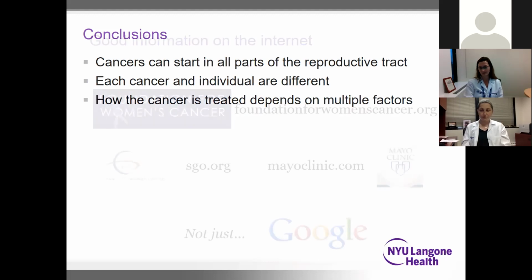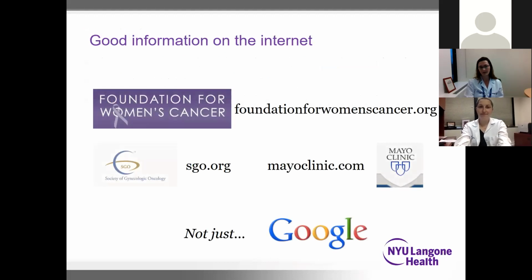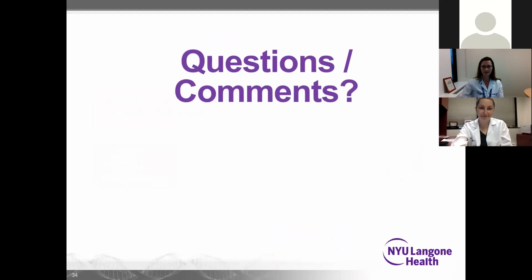And then just another plug for a few good sources of information on the internet, including Foundation for Women's Cancer. SGO, the Society of Gynecologic Oncology, is our governing body. And the Mayo Clinic has a lot of good patient-friendly resources. Google is good for some things, but also has a lot of others. You can find whatever you want to find on Google. So these are some other good resources. And that is all I have. I'm happy to take questions.